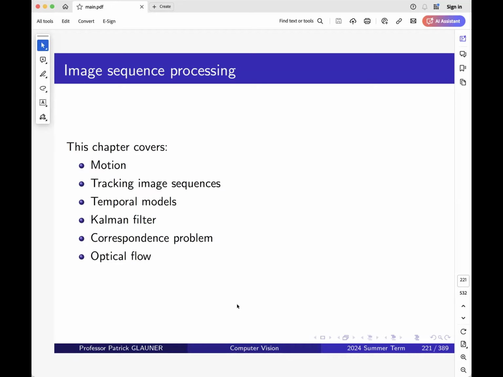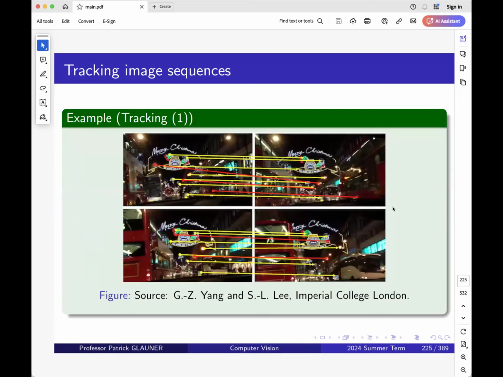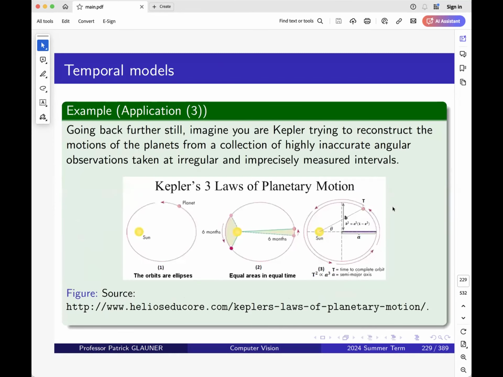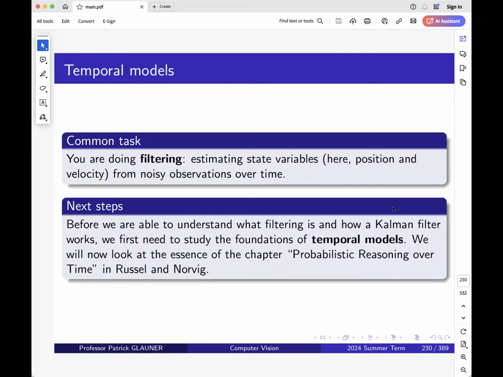And in order to understand the Kalman filter, we will be looking today again into temporal models, which we had started last week. We've looked into motion and tracking image sequences, and we looked at these three applications. And we will see they have a lot in common, in fact, today. And we will build the Kalman filter, and we discussed what filtering is. It allows us to estimate state variables from noisy observations over time.